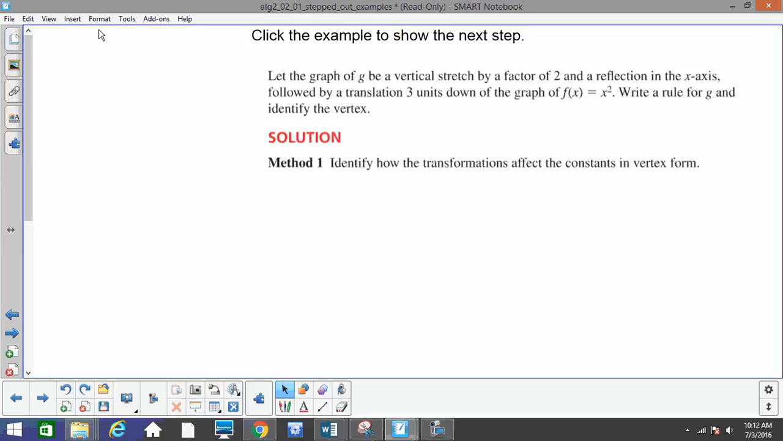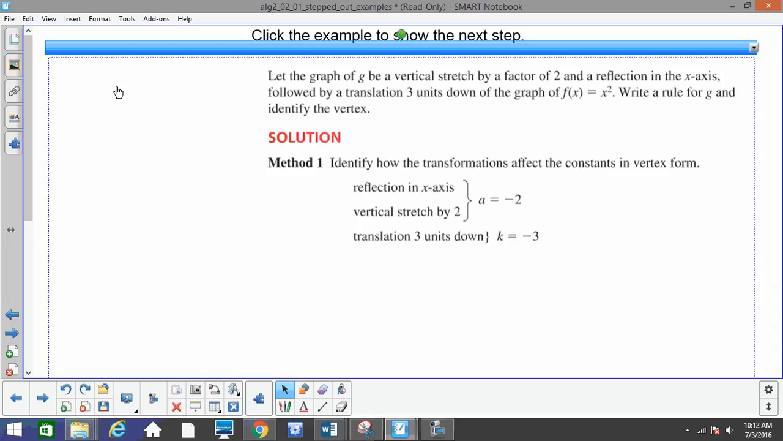So on this one, we're going to let the graph of g be a vertical stretch by a factor of 2 and a reflection in the x-axis, followed by a translation 3 units down. We want to write a rule. So first thing we want to do, figure out what's happening. Vertical stretch and a translation down. So A is going to be -2, K is going to be -3.